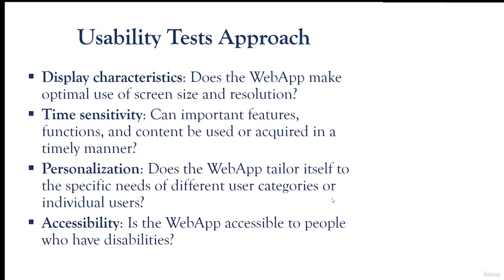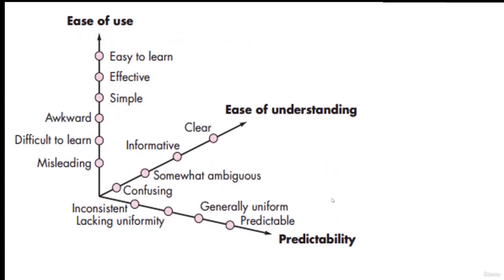Optimal use of screen size should be there, and you need to make sure about the resolution. For time sensitivity, are the features, functions, and content delivered in a timely manner? For personalization, does the web app tailor itself to the specific needs of different user categories or individual users? And for accessibility, the application should be easily visualized and understandable for disabled people. So in usability testing, these are the things you need to ensure.